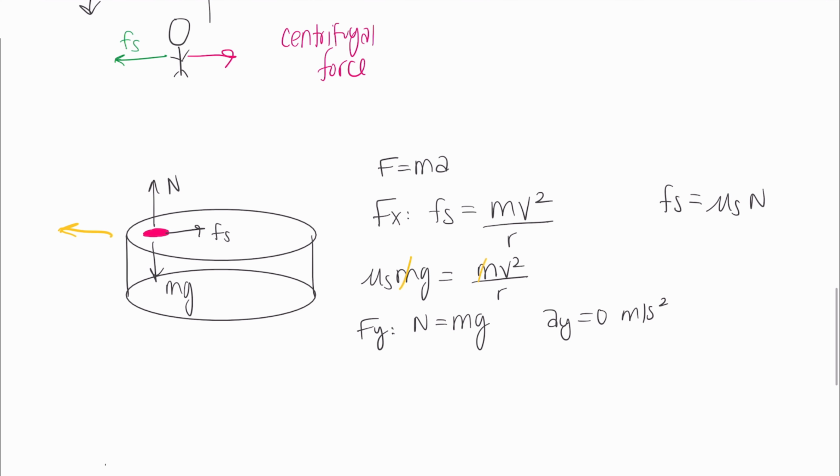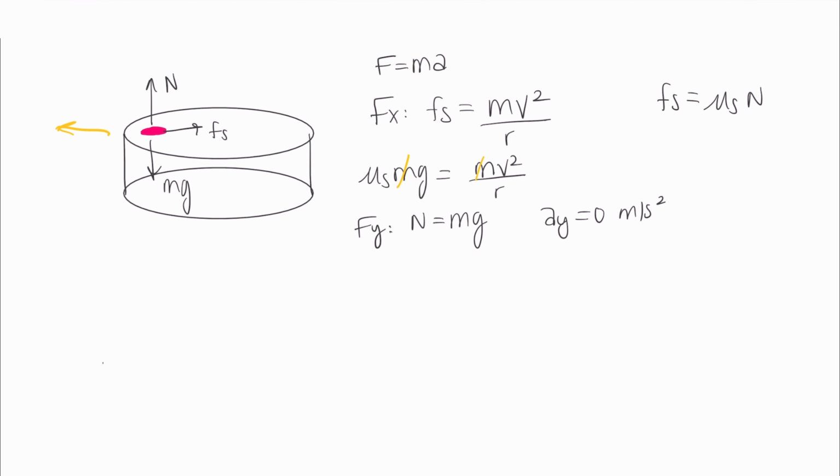Let's consider something else. What about the velocity? If we solve this equation for the velocity, we can see that this is equal to the square root of the coefficient of static friction times acceleration due to gravity times the radius of the circular path. What velocity is this? This is maximum velocity.